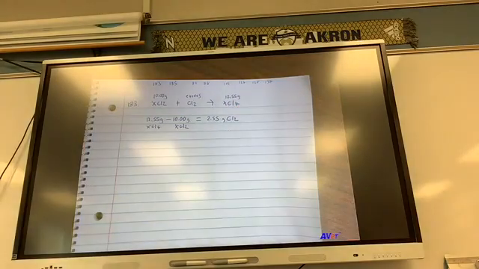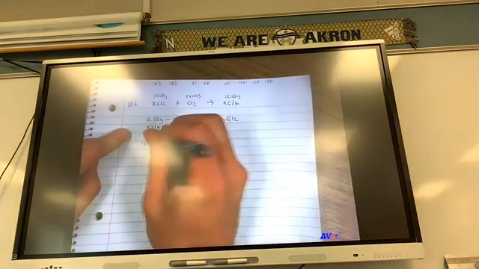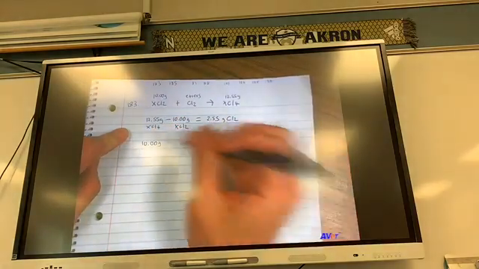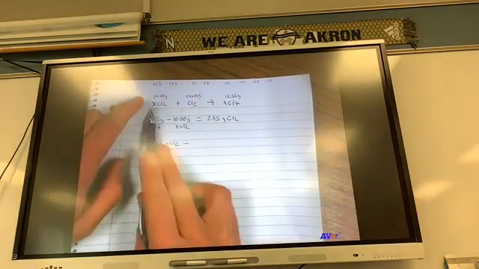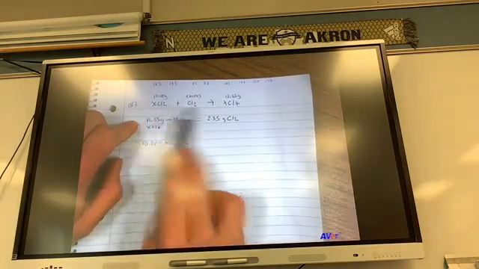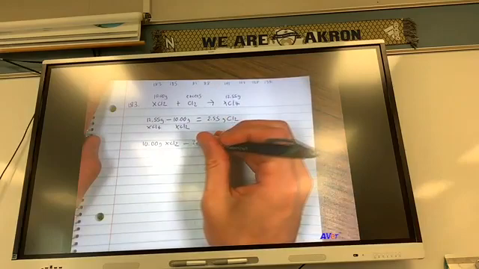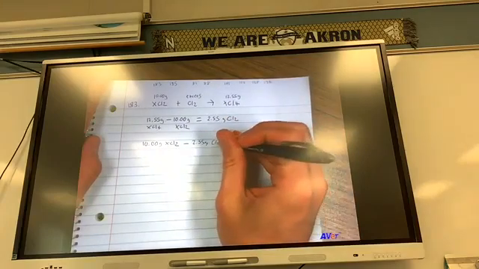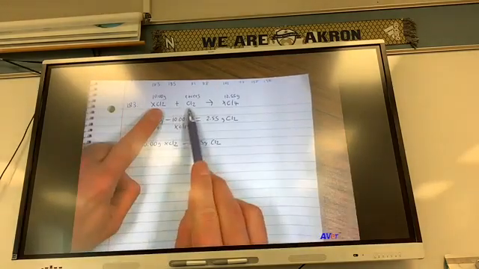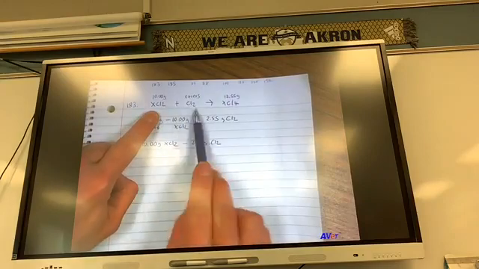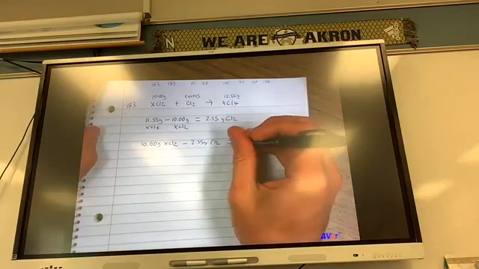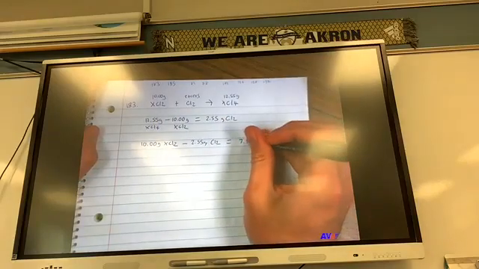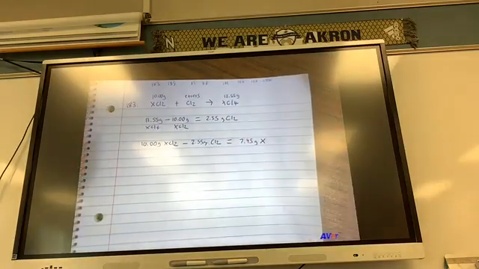Then I'm also going to take my 10.00 grams of XCl2, and because this is a 1-to-1 ratio, agreed? I can subtract my 2.55 grams of Cl2, because this should be the same mass in both of those. Because it's a 1-to-1 ratio. So that gives me 7.45 grams of X.